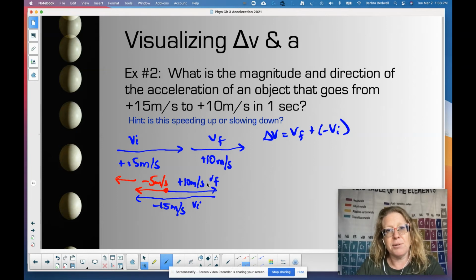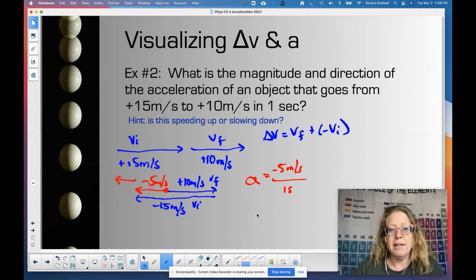Positive sign goes to the right. Negative sign goes to the left. So that gives us the sign, magnitude and direction of it. So therefore, our acceleration would be negative 5 meters per second in 1 second. So it's negative 5 meters per second squared.